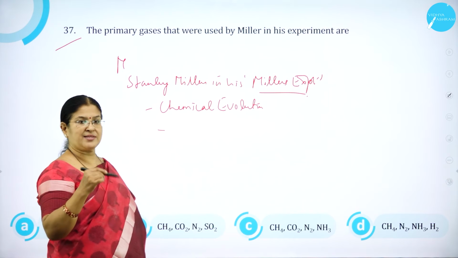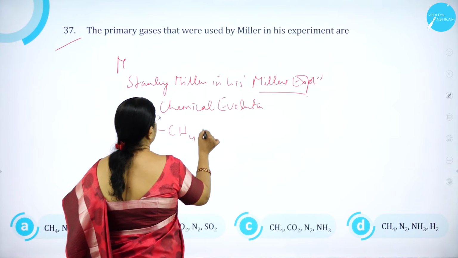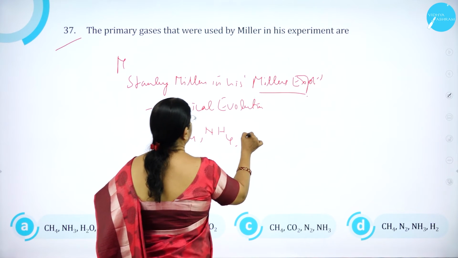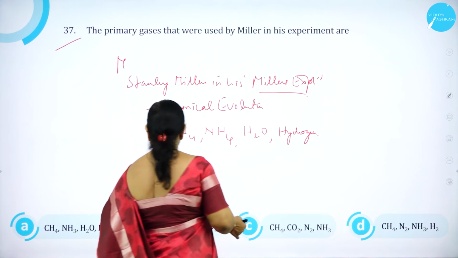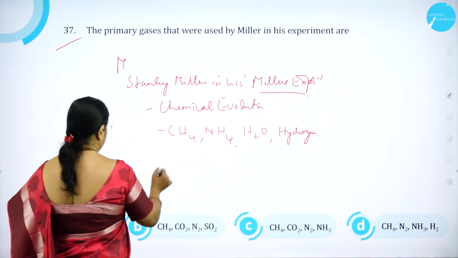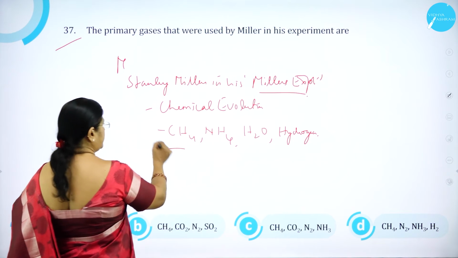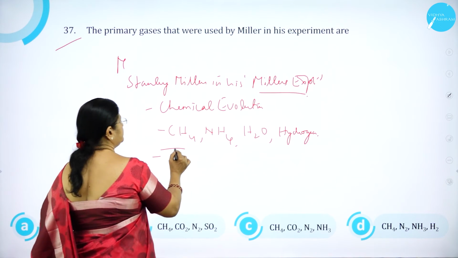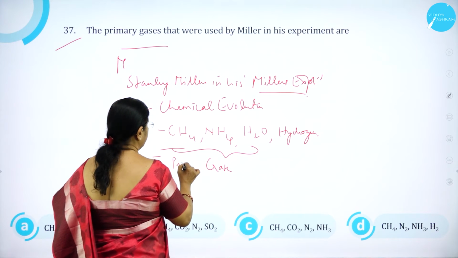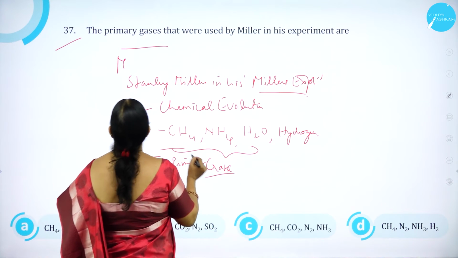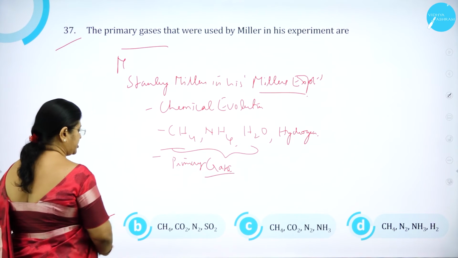He tried to use the same gases that were first formed in the prebiotic atmosphere, like methane, ammonia, then water, then hydrogen. Hydrogen was very important. These were the primary gases which he used. So option A, methane, ammonia, water, hydrogen.